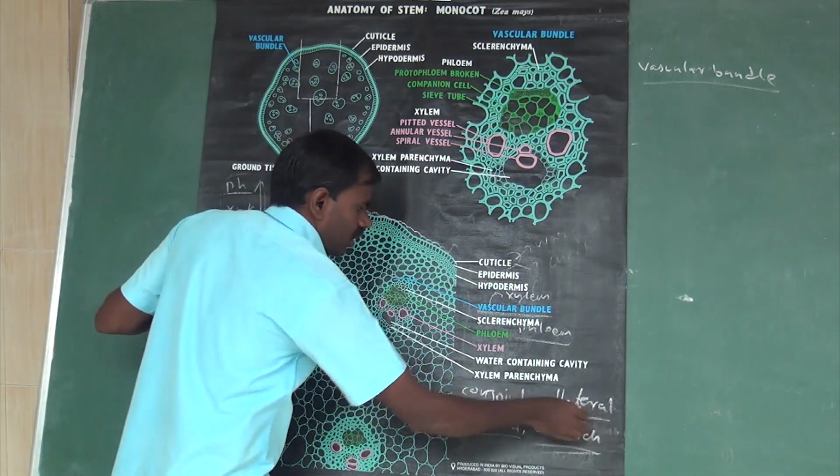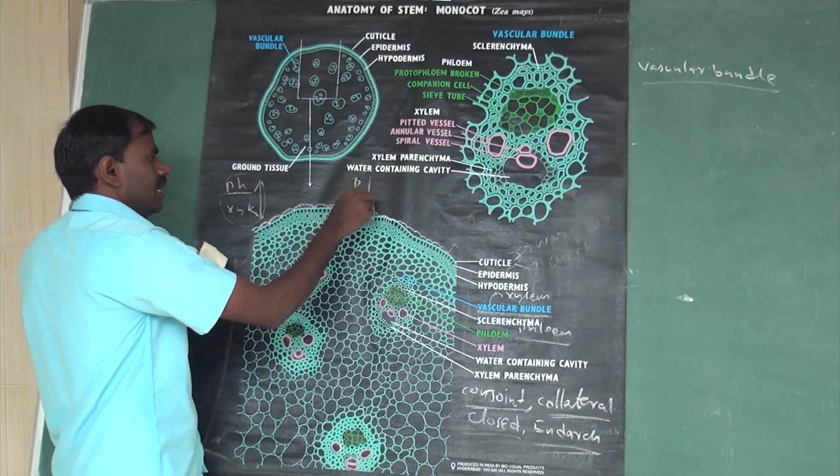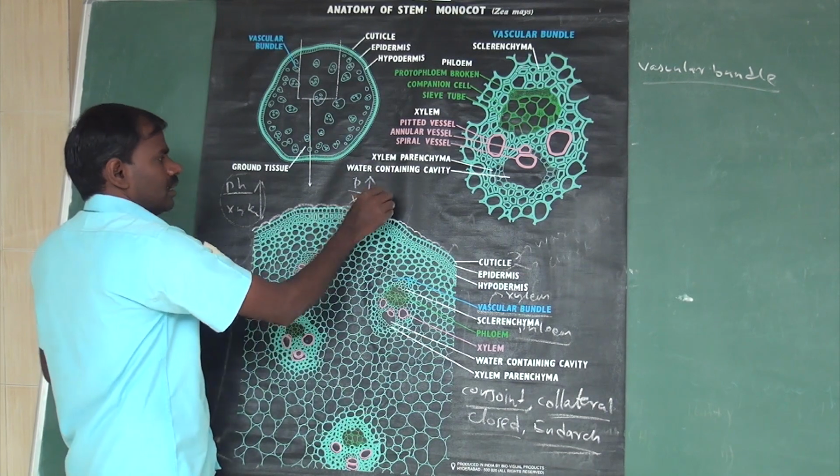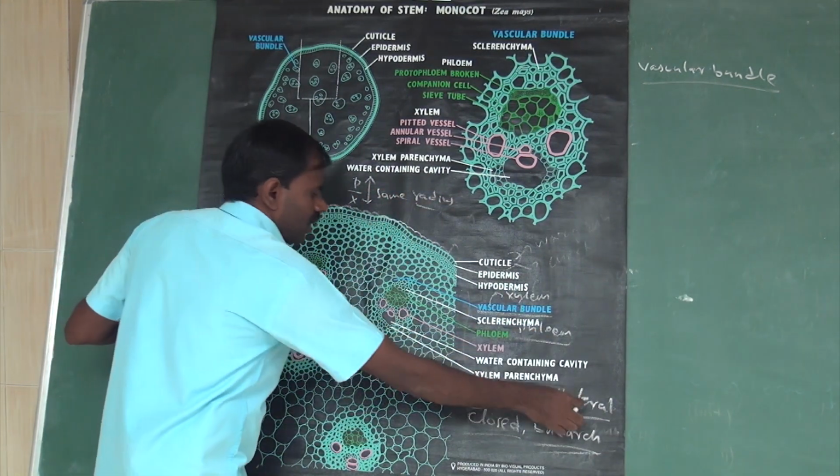What is a collateral vascular bundle? In collateral vascular bundles, the phloem and the xylem are arranged only on the same radius. The xylem and the phloem arranged on the same radius is called a collateral vascular bundle.